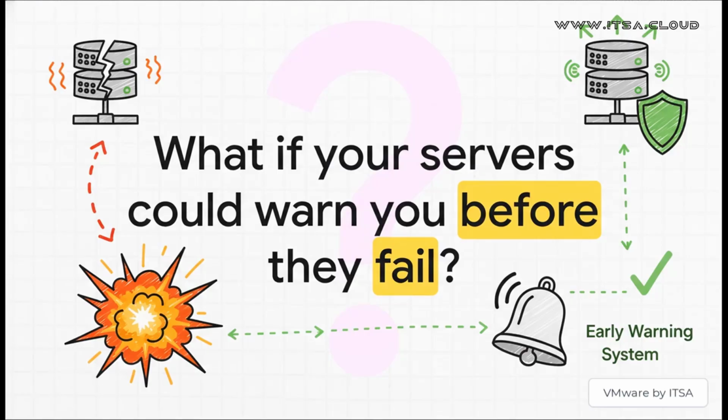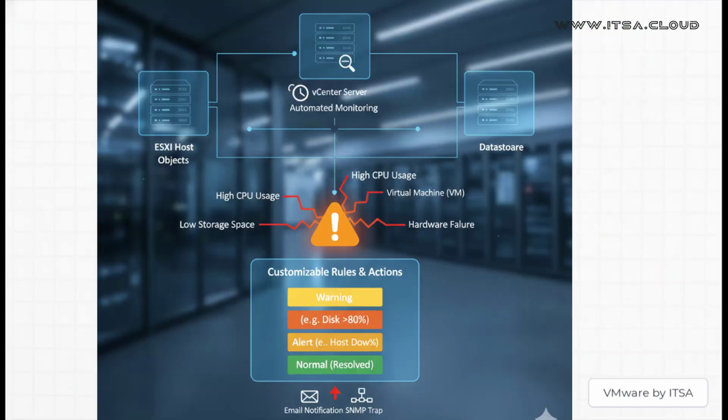I mean, this is the question, right? It's what keeps system admins up at night. How do you get ahead of that random outage or the sudden performance drop that brings a critical app to its knees? What if you had a system that could tap you on the shoulder and say, hey, you might want to look at this before it all goes wrong? Well, guess what? You do. That is exactly what vCenter alarms are for.